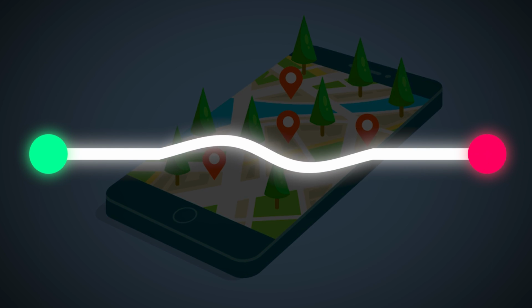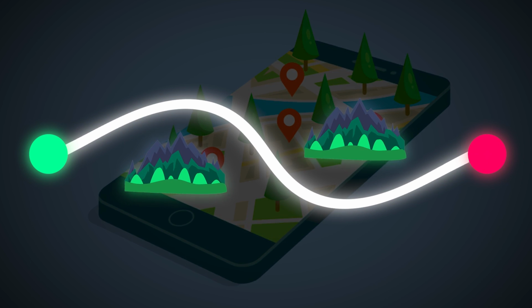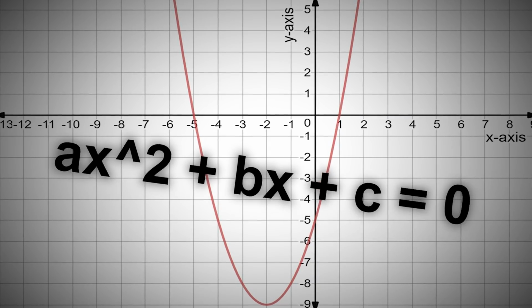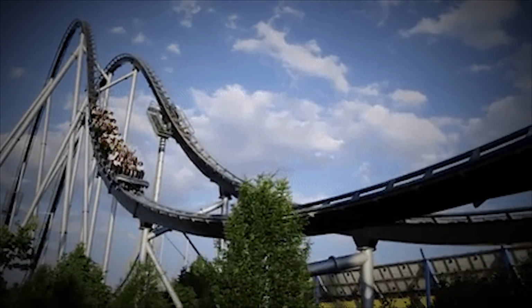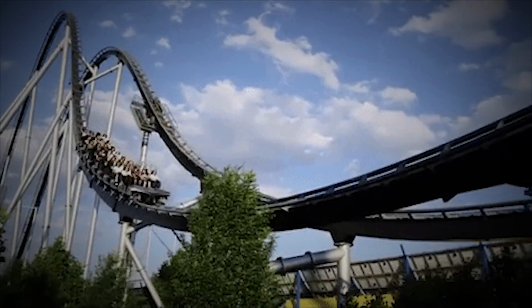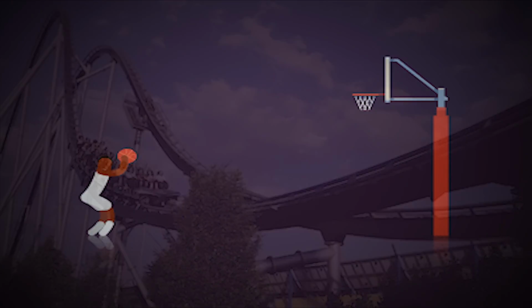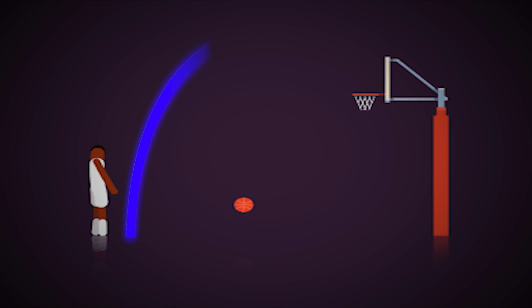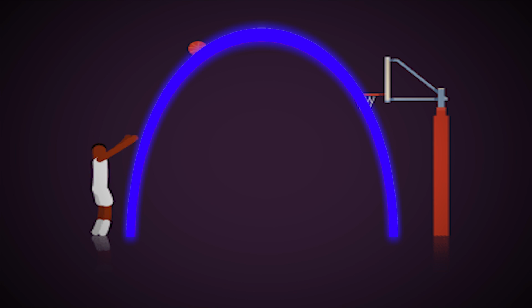Now, what if your journey isn't as straightforward? Maybe there's a mountain that you have to go around. This is where quadratic equations come in. They're like navigating a roller coaster, with ups, downs, and twists along the way. Think of shooting a basketball. Its path forms a quadratic curve as it goes up and then down through the net.